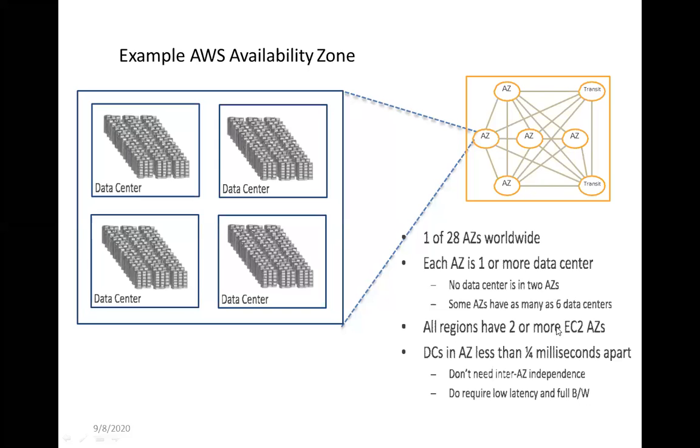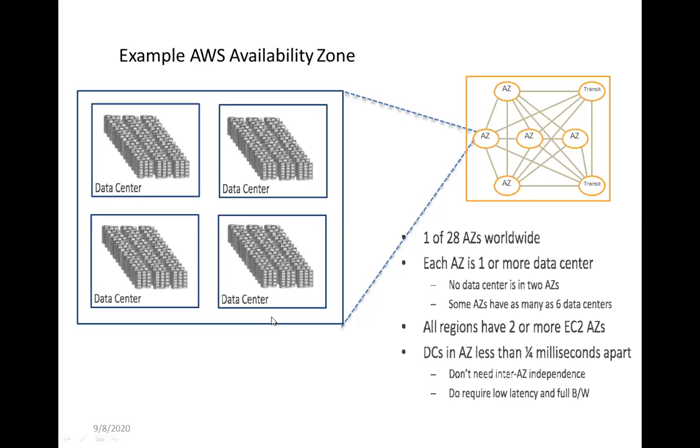All regions have two or more EC2 availability zones. This is one of the 28 availability zones worldwide. Each availability zone is one or more data centers. No data center is in two availability zones. So always remember one thing, that no data center is in more than one availability zone. Some availability zones have as many as 6 data centers. So this was related to the physical availability of the availability zones and data centers.